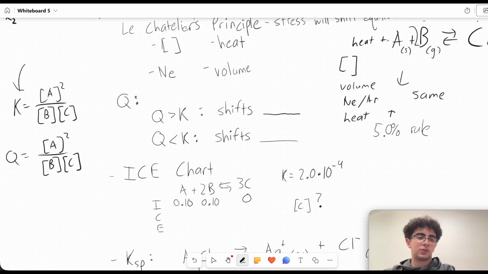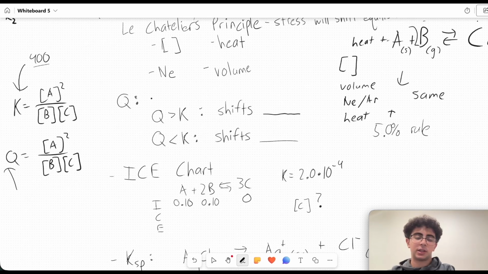K is the equilibrium constant. Now Q says, where am I in the reaction right now? So even though the equilibrium constant might be like 400, this reaction quotient might not be 400. Even though at equilibrium it may be 400, right now you might not be at equilibrium yet.